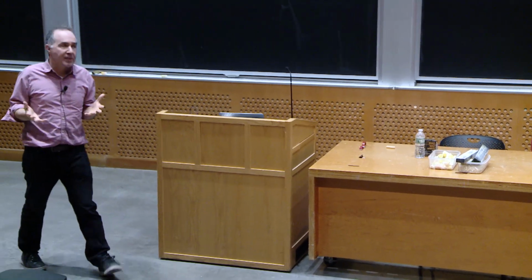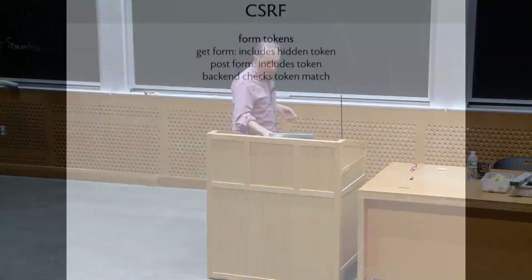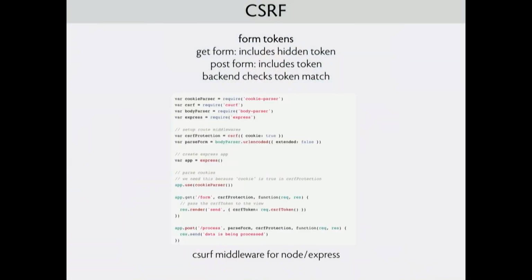It's kind of annoying to have to implement, and that's why there are packages like the CSurf middleware for Node, and this is just an example of the code you have to write, a few lines of code to set that up, to basically make sure that those form tokens are actually generated properly. And you have to put the form tokens into your form so they get sent back. So that's a slightly annoying piece of work. This is the trickiest thing you'll have to do in your problem set.